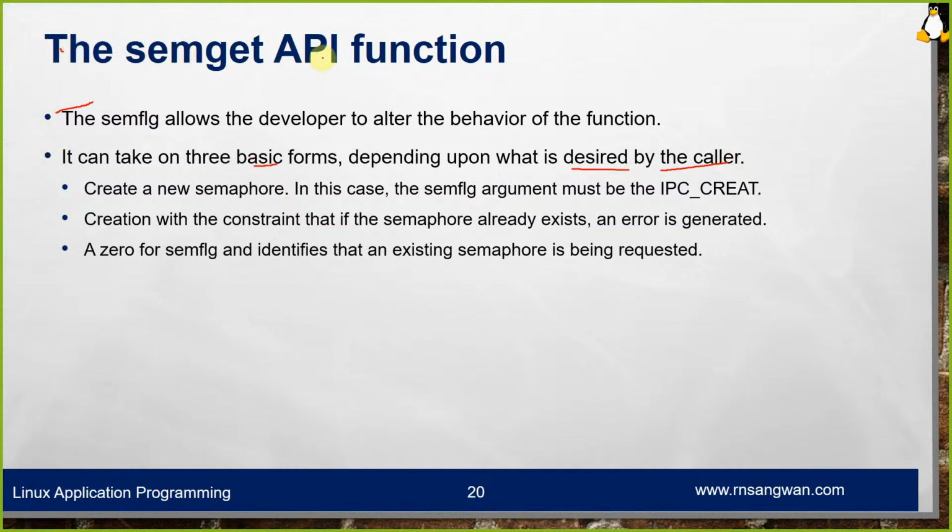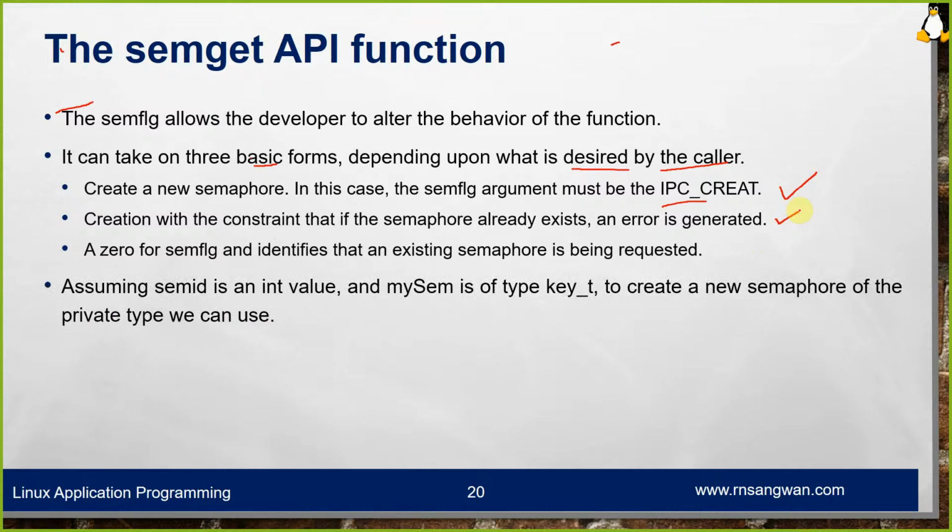First, create a new semaphore. In this case, the semaphore flag must be IPC_CREAT. Second, creation with a constraint, that if the semaphore already exists, then an error is generated. And third, a 0 for this flag identifies that an existing semaphore is being requested. These are the three possible values of the flag, three different forms.